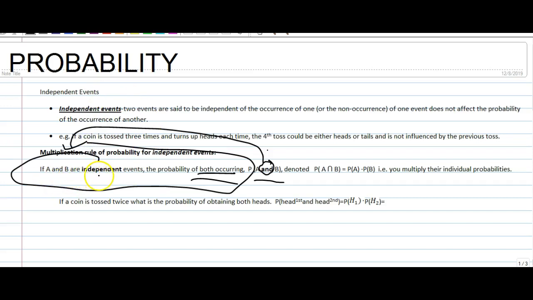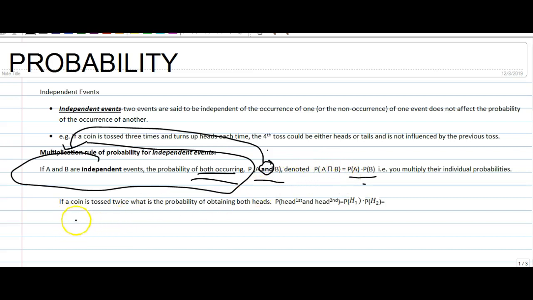So if A and B are independent events, the probability that both A and B occur, denoted using this symbol, is equal to the probability that A occurs times the probability that B occurs. In other words, if the two events are independent and you want to determine the probability that both occur, then you simply multiply their individual probabilities.